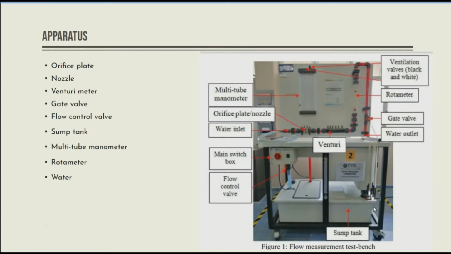These are the apparatus used to conduct the experiment, where the multi-tube manometer is used to measure differential pressure between inlet and outlet of the flow meters. The rotameter is used to obtain the actual flow rate of water, and the water is the fluid flowing medium.